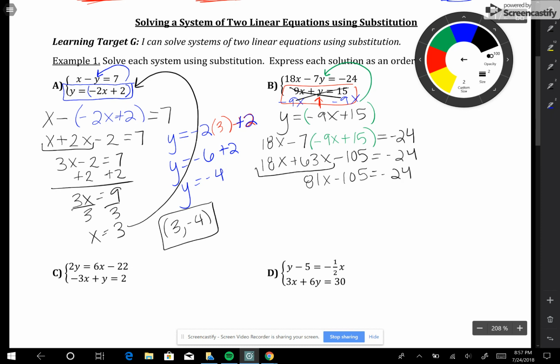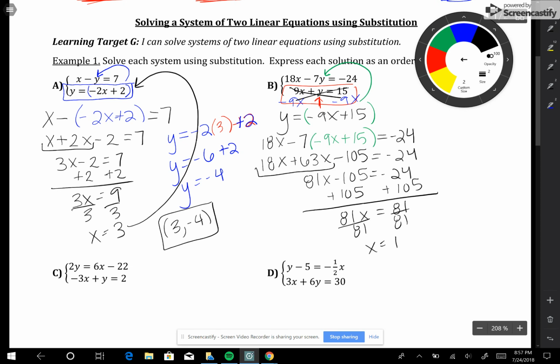I'm going to add 105. Again, you can use your calculator for all this. I'm just doing that where you cannot see. And what I get there is 81. Well, if 81x equals 81, I divide by 81 and x equals 1.